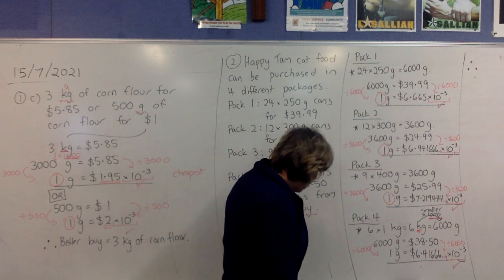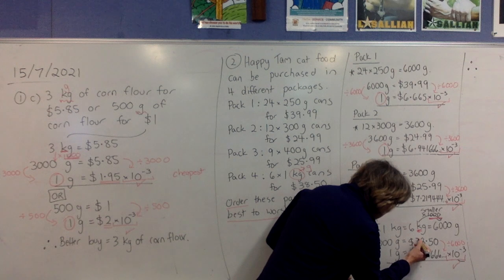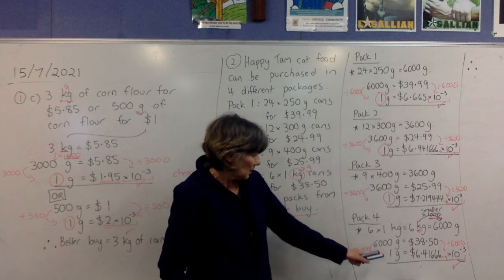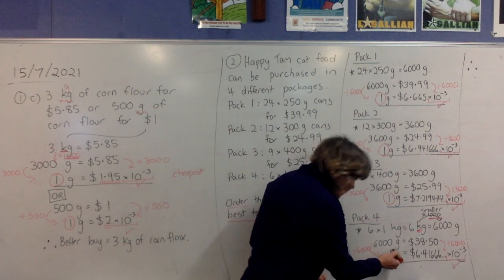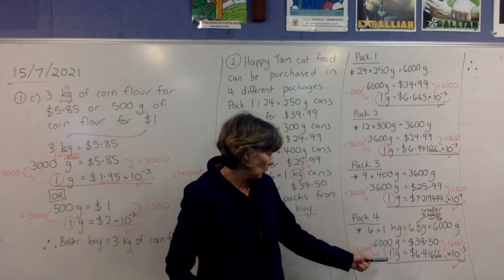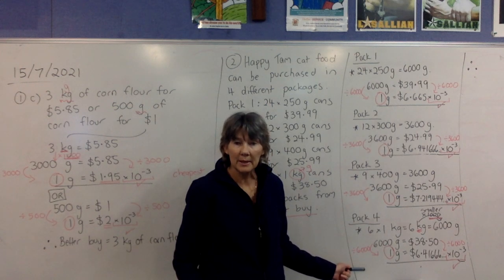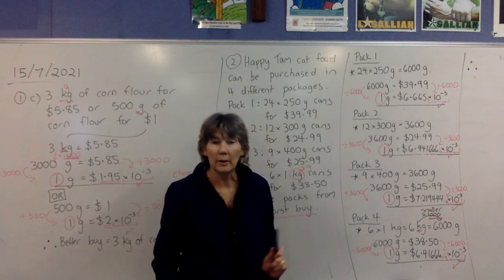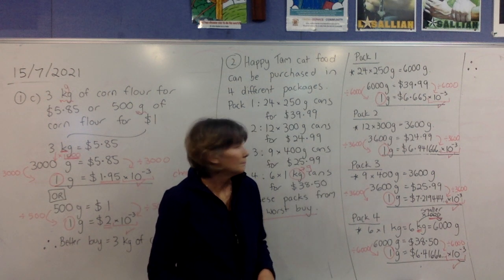So we start off with 6,000 grams equals $38.50. And again, like the others, we're going down to 1 gram. So to get from 6,000 down to 1, we're going to divide by 6,000. Do the same to the other side and write down whatever strange answer you're getting.